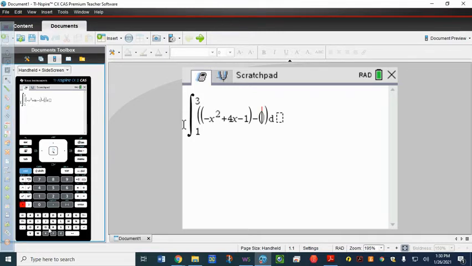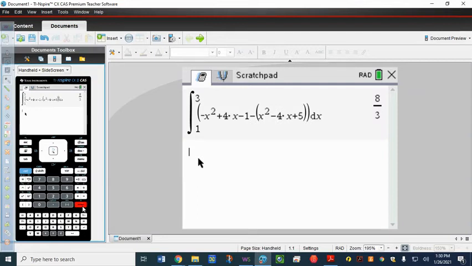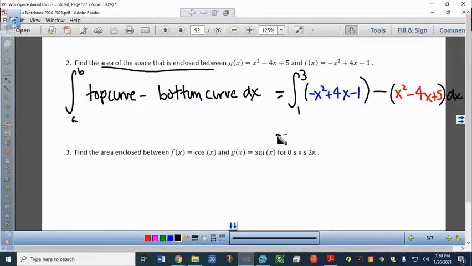Those parentheses are really important. If you mess them up, you can end up subtracting not enough terms. So you have to be really careful. My g of x is x squared minus 4x plus 5. And all that is dx, of course. You can enter, and it'll give you 8/3 as your answer. So that tells me this answer would be 8/3.